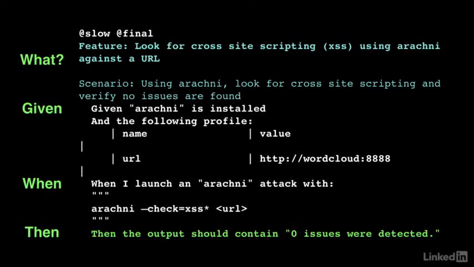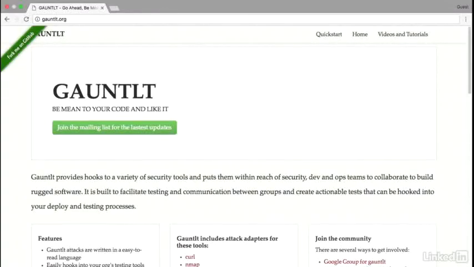First, we say what we are testing. Next, the given step is a setup of a target and a tool. Next, the when step is the actual execution of the attack. Last, the then step is asserting the outcome that we want. In this case, we're saying 0 issues were detected. If any of the steps fail along the way, the attack test exits and the build fails accordingly. There's plenty of getting started information on gauntlet.org.